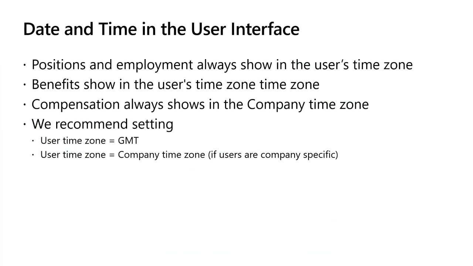Some of the things to note from the user interface perspective include the position and time employment always show in the user's time zone. Benefits are shown in the user's time zone as well. Compensation shows in the company's time zone. So the following is a recommended setting with respect to time zone: the user time zone should be set equivalent to GMT. And in case the users are company specific, then the user time zone should be the company time zone.